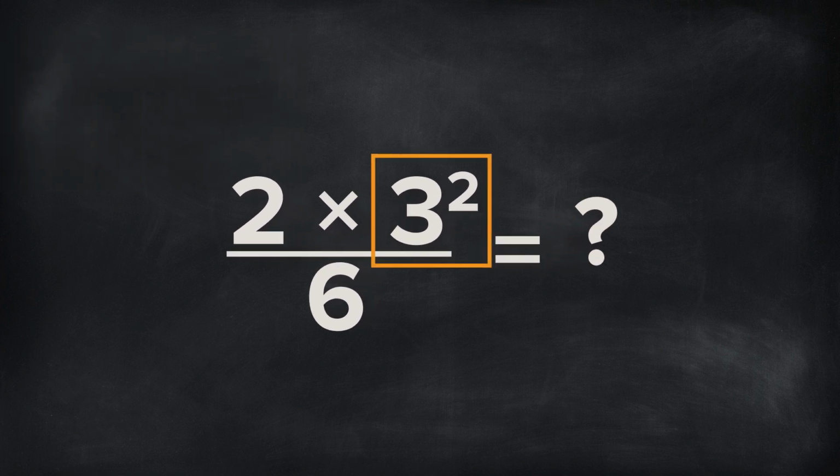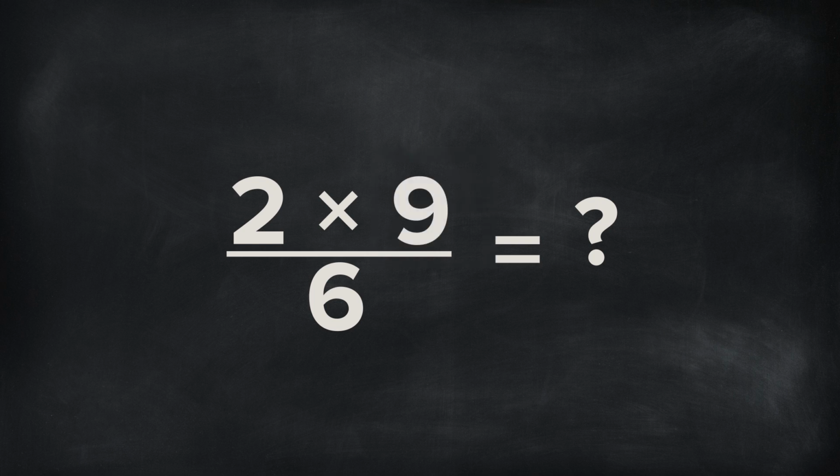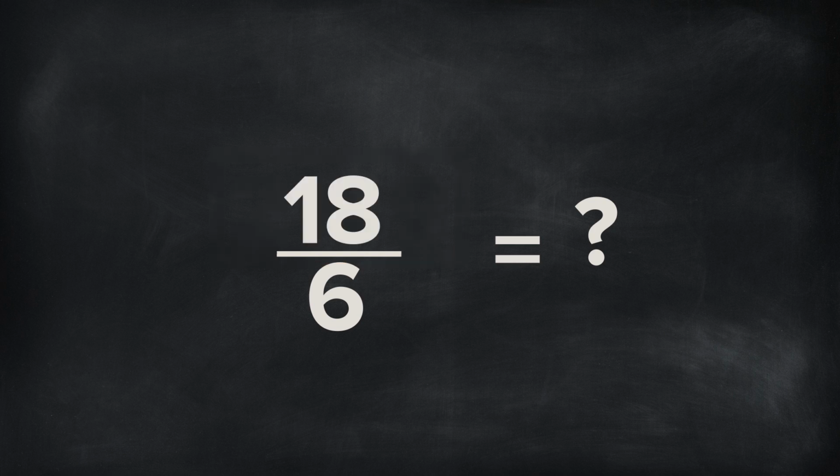2 times 3 squared. 3 squared is 9. Divided by 6. 2 times 9 is 18, divided by 6. Finally, 18 divided by 6 is 3.